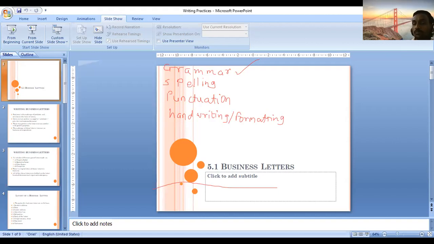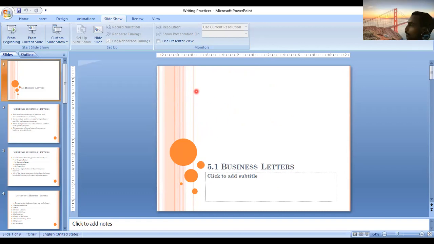So let's go to 5.1, that is related to business letters. Okay, so business letters, I have told you how and when we need to write business letters. When you start working somewhere, at that time you are expected to go through this kind of letters. So I think that we have done this or not done. Finished? Not finished. Okay, so let's try to understand what is business.